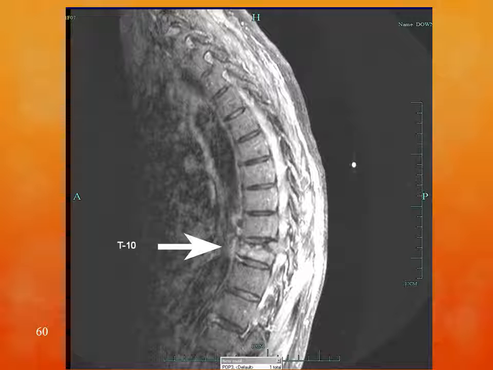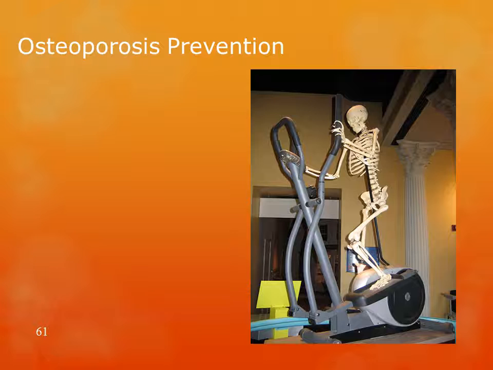This is a compression fracture. All she had to do was cough, and she got this compression fracture. That's what happens when your bone is brittle. So let's talk a little bit about osteoporosis prevention, and you can see that these bones are exercising on the elliptocycle.